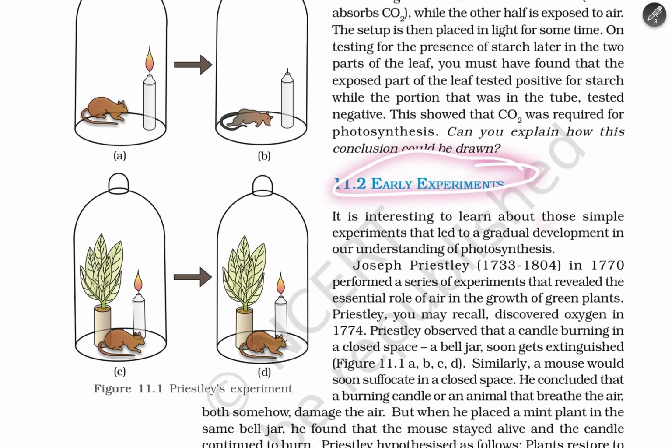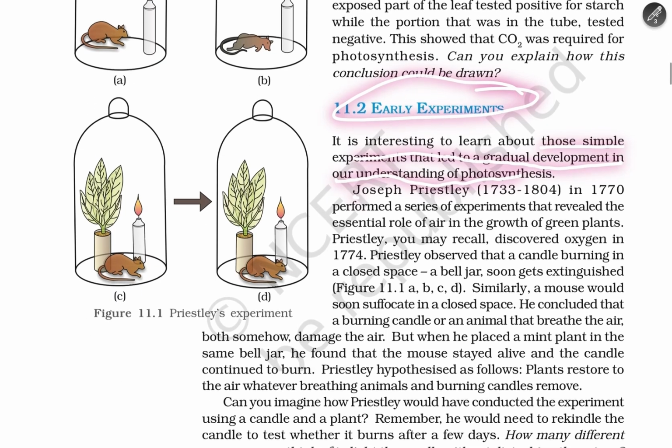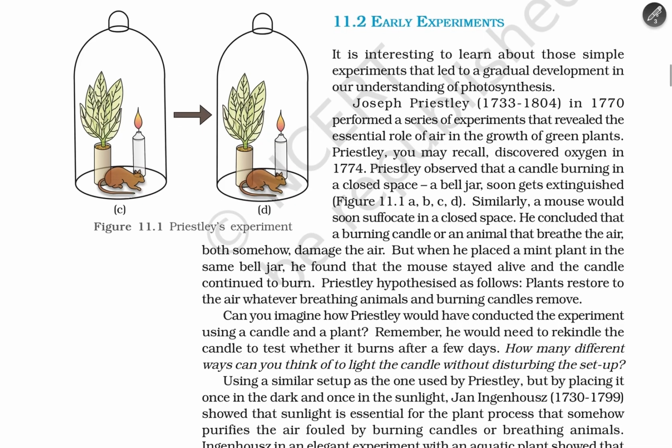Early experiments. It is interesting to learn how simple experiments led to a gradual development in our understanding of photosynthesis. Joseph Priestley (1733 to 1804), in 1770, performed a series of experiments that revealed the essential role of air in the growth of green plants. You may recall Priestley's discovery of oxygen in 1774. Priestley observed that a candle burning in a closed space, a bell jar, soon gets extinguished. Similarly, a mouse would soon suffocate in a closed space.